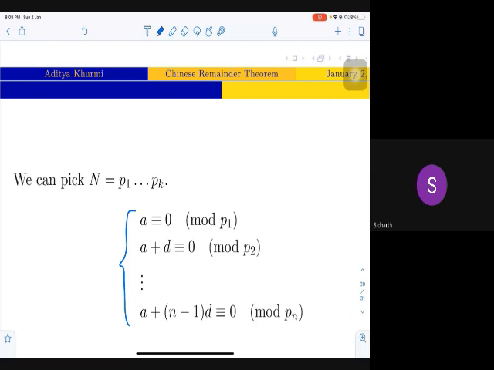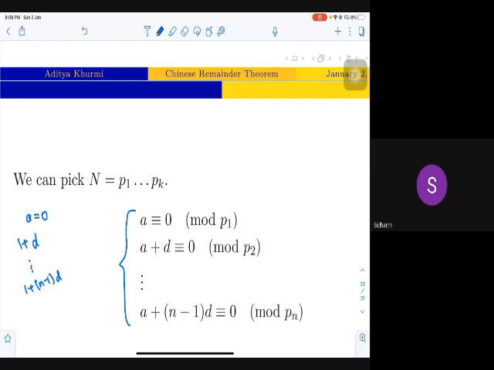So you could choose a to be 0 over here, and over here you choose a to be 1, and you have the system 1 plus d, and so on, till 1 plus (n minus 1)d. And then you have a system, and you have a solution by the Chinese remainder theorem, by the CRT.